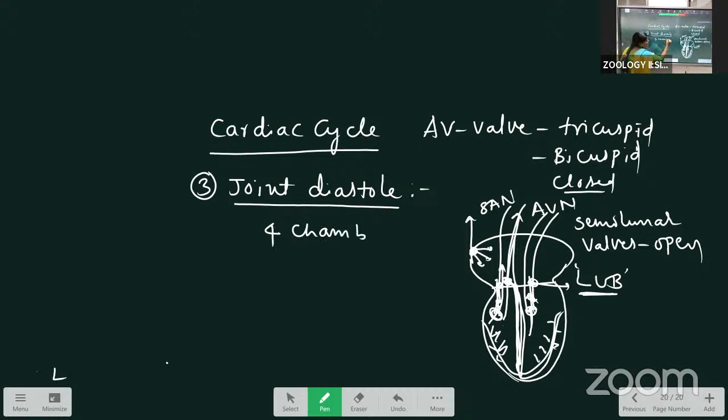Four chambers get relaxed. Which ones? Two atria and two ventricles. All the chambers are relaxed, that we call joint diastole, meaning relaxation. In this time, the semilunar valves were open and pumped the blood outside, and then after the relaxation, the pressure falls down. After that, the semilunar valves are closed.